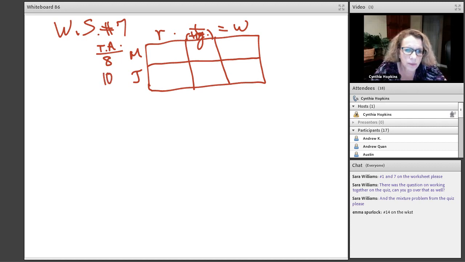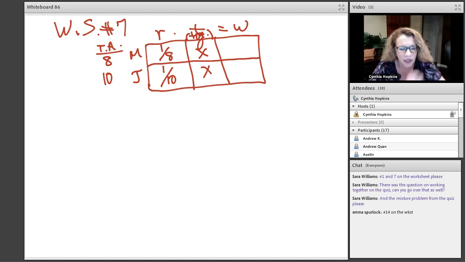And once you know what the time alone is, then the rate, that's their work rate, is 1 over 8, or the reciprocal of 8, and then 1 over 10. Okay, so those are their work rates. Then they ask us how long will it take them to do the job if they work together. So that is implying that they're both going to work the same amount of time. So once I have 2 boxes on my chart, I can find the third.